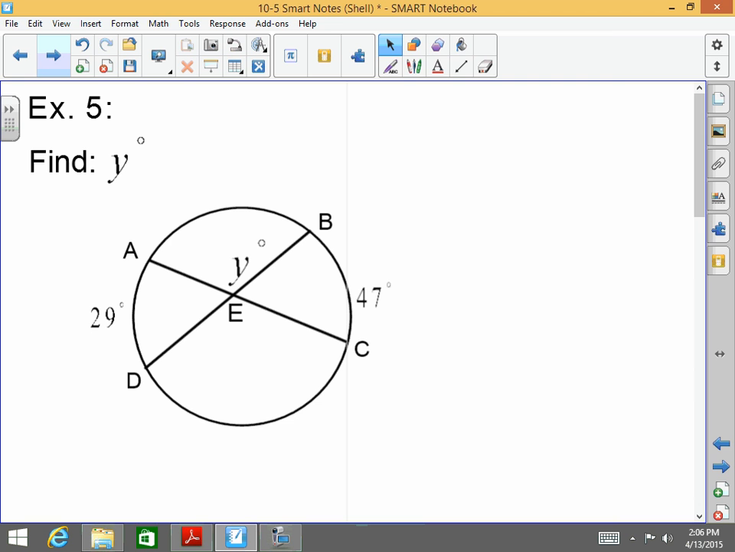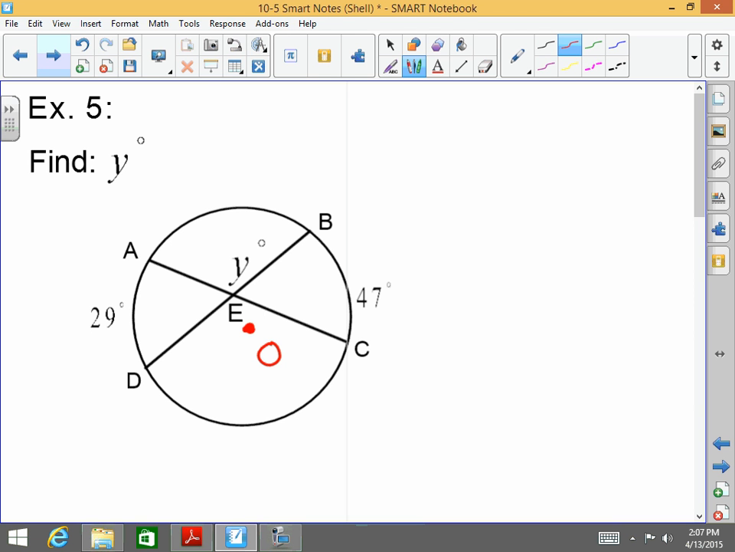Now, example 5. I want to find angle Y. This is a very good one. Angle Y is right now, with the information they gave us, impossible to find, because these two, AC and DB, are not diameters. You were not told that they're diameters. In fact, I should have made a separate point here and called it circle O. There, I kind of messed up.